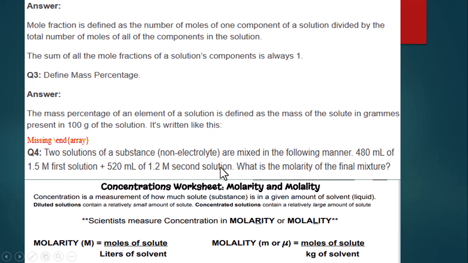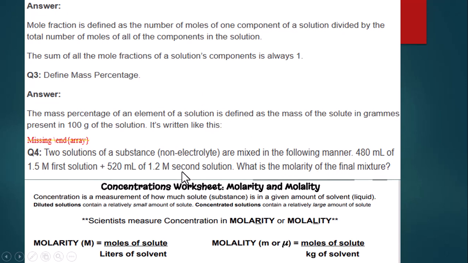Now let's read this again. Two solutions of a substance, non-electrolyte, are mixed in the following manner. So we are mixing the two inside one beaker. We have this as a separate and we have that as a separate, but we are mixing them together. The first one has 480 milliliters of this and we are mixing with 320 milliliters of that. What is the molar concentration? Now concentration equals number of moles divided by the volume. But now what is the molarity of the final mixture?